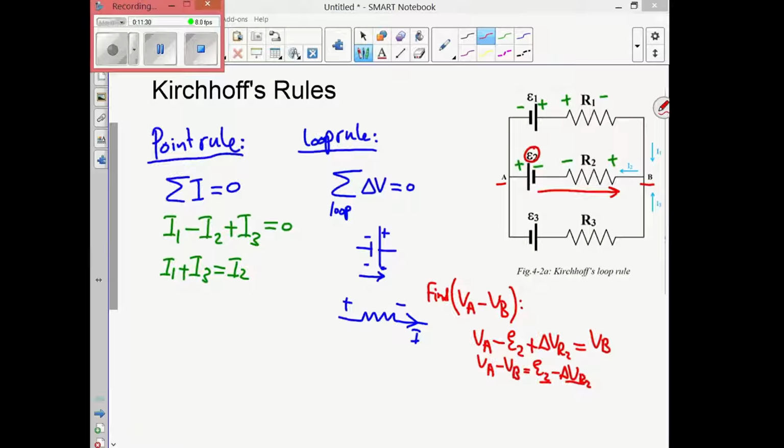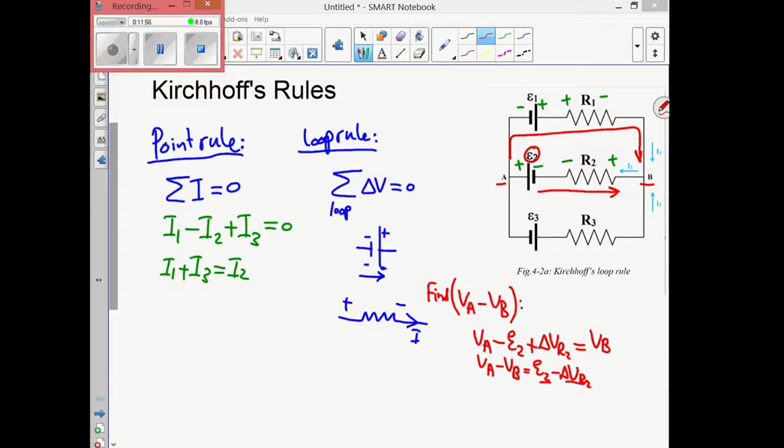Now notice that there are two more branches that I can use, which are the upper branch and the lower branch. Since we used the upper branch in the previous example, I'm going to use it also in this example. So the other route that I'm going to follow to find the voltage difference VA minus VB is going to be using this route right here.